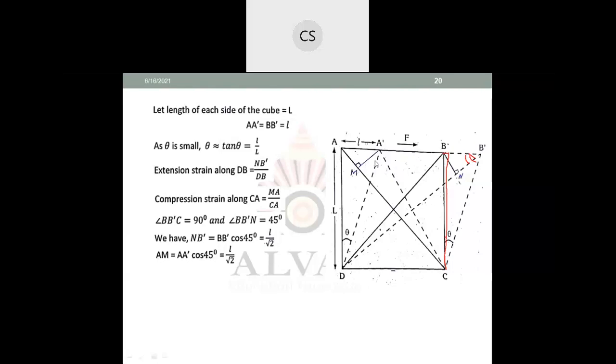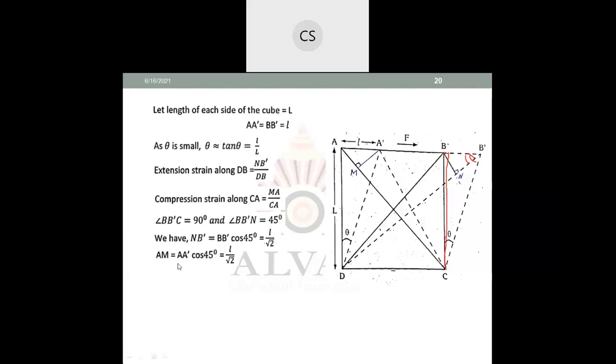So what is MA dash? MA dash is this perpendicular length. What is the compression? Compression is the change in length of the diagonal, right? That is AM. So therefore, the strain is AM by CA. MA dash is this perpendicular length. Clear? MA dash and AM are two different lengths. MA dash is perpendicular, and AM is the change in length.